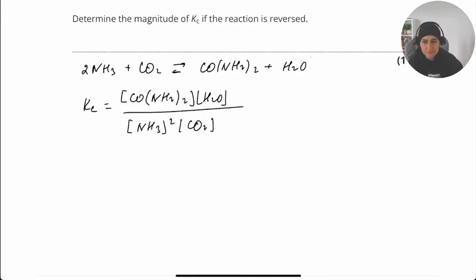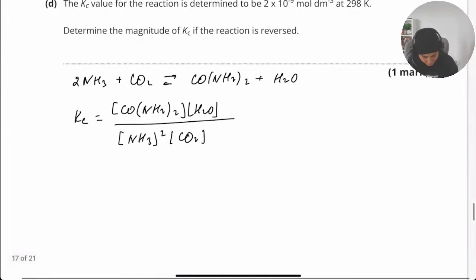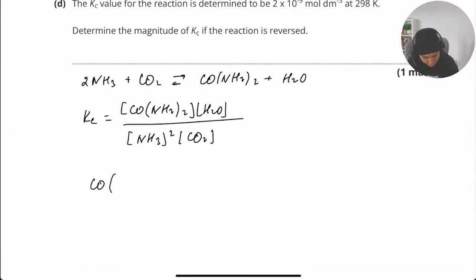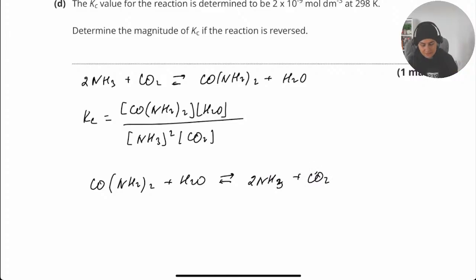Now they ask us about the reverse reaction. Let's write it down. If your math is good, you'll spot the answer right away, but if it's like mine, let's rewrite it. So H2O, I write down the reverse reaction. Will the Kc change? Yes, it will, because I flipped the reactants and the product. Let's say this is Kc1, this is Kc2.